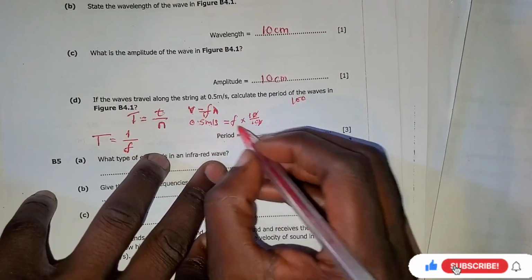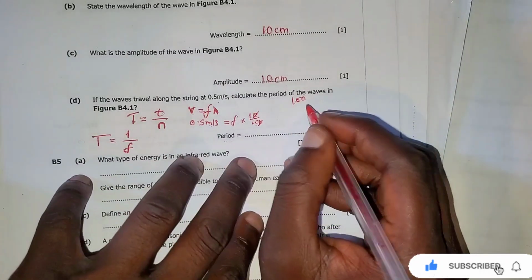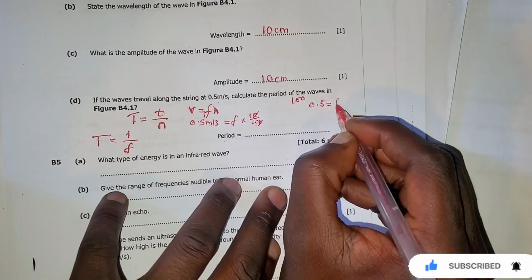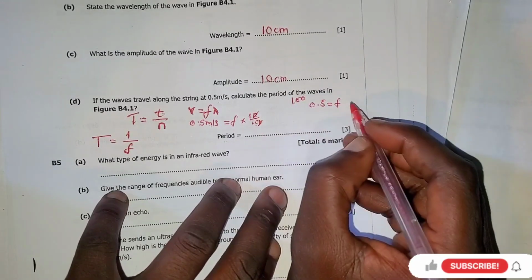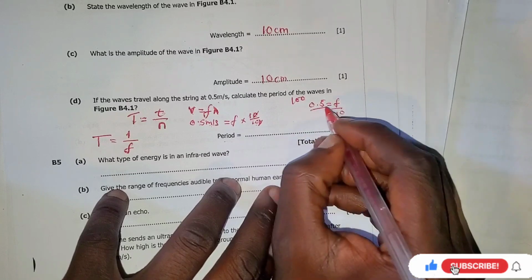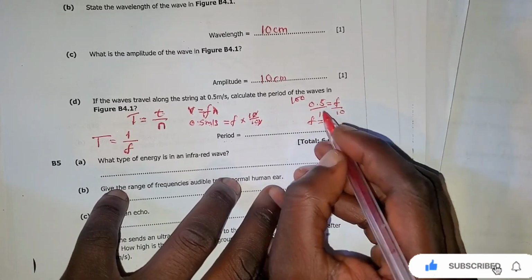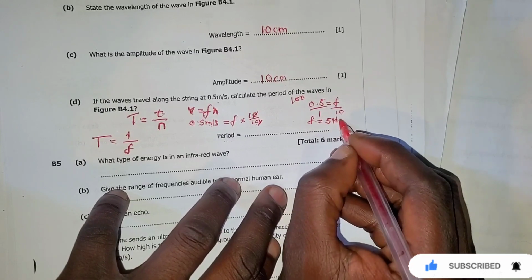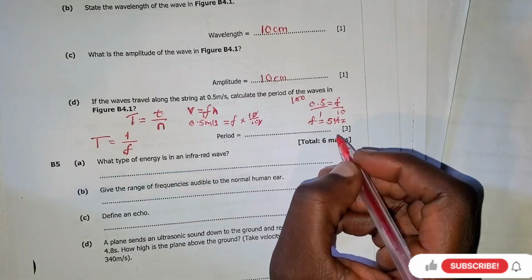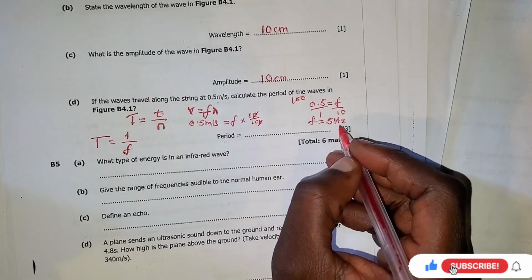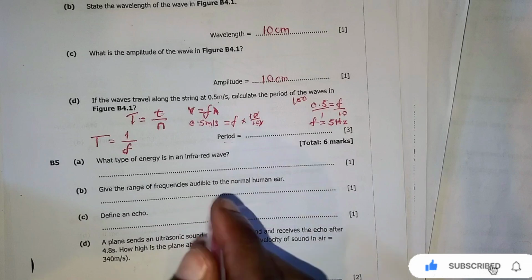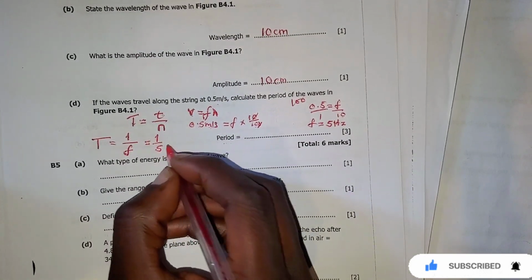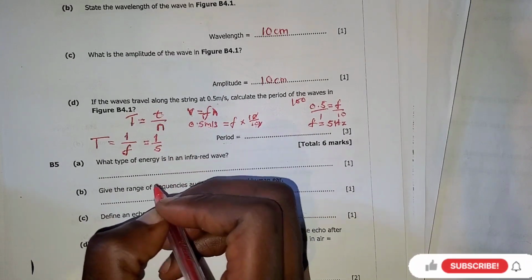Now let's make it simple. 0.5 is equal to frequency times 1, which is frequency, over 10. Cross multiply. Frequency is equal to 0.5 times 10, which is just half of 10, which is 5 hertz. These are the units for frequency. Now that we've found frequency, we can use this formula to find period: 1 over frequency, which is 1 over 5.